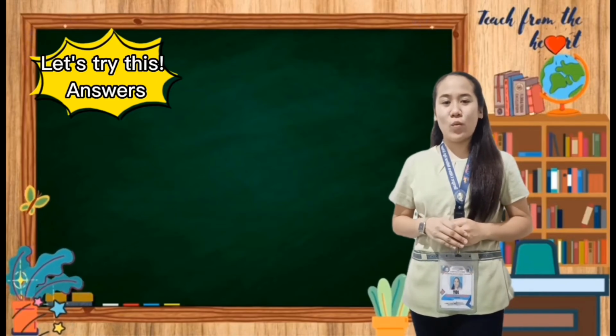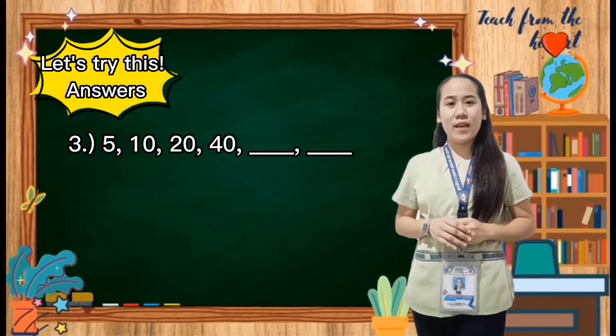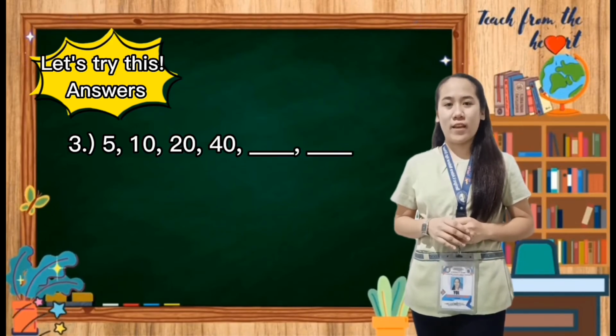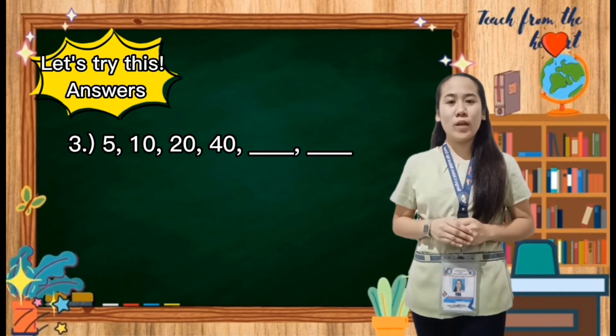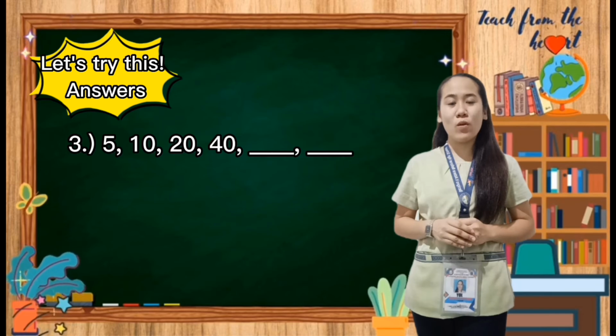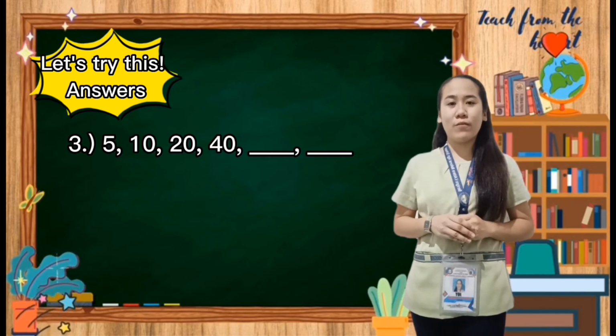So we have the sequence 5, 10, 20, 40, and so on. What are the next two terms? So let us first get the common ratio. So how do we get the common ratio? Let us divide the second term divided by the first term.